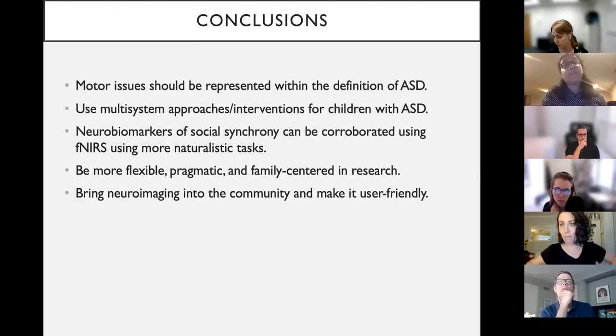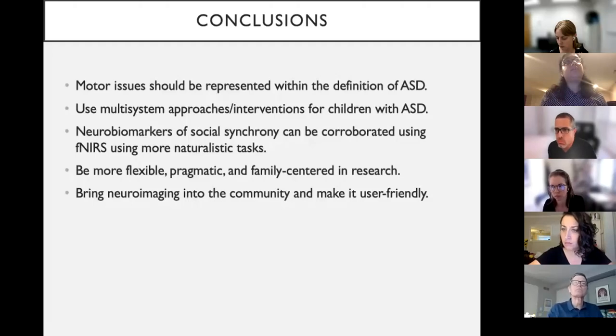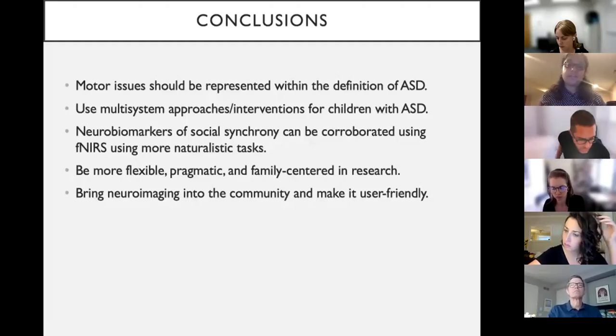And so that can be an extension of neuroimaging within the community. Be more flexible, pragmatic, and family-centered in your research, and try to bring neuroimaging into the community. Try to make it user-friendly, because that was the lesson I learned, I think, during COVID times.